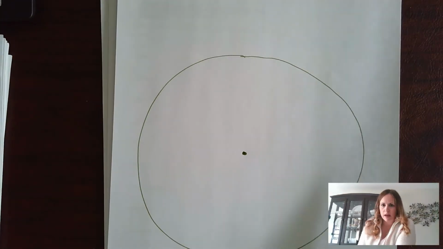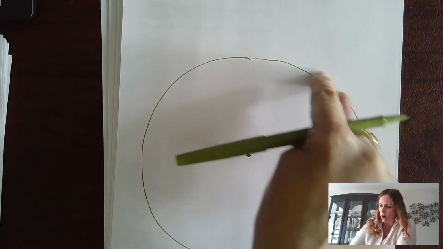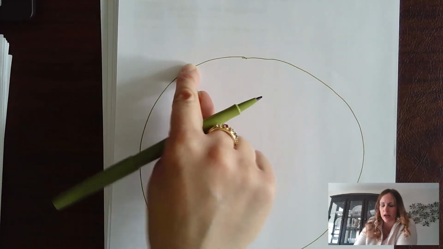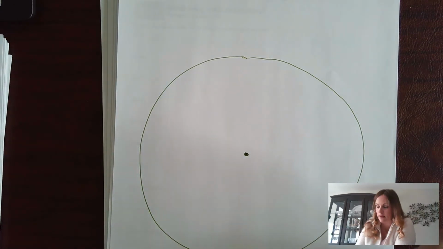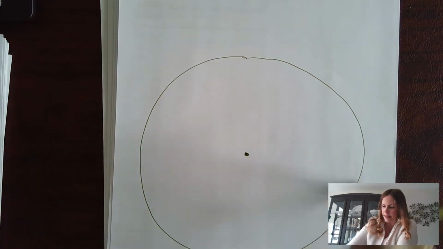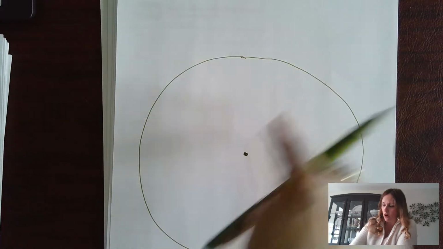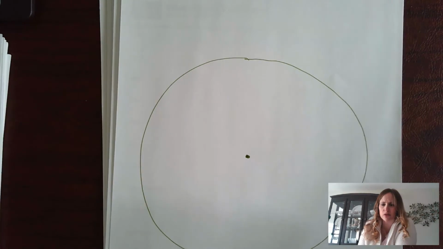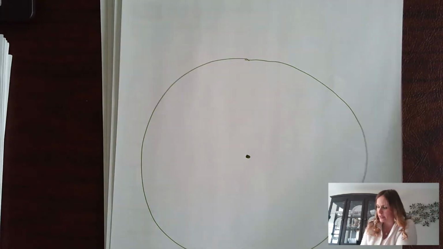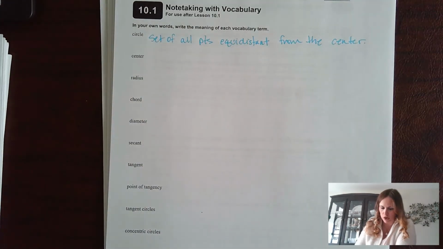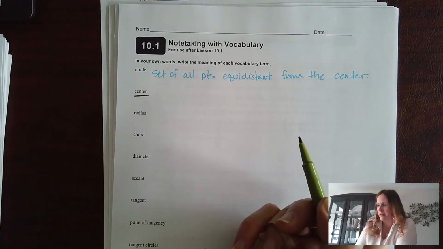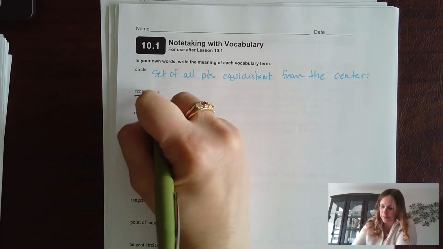And so what we're trying to get at is all of the points that make up this circle. We're going to actually talk about how to graph a circle here at the end of this unit. But all of the points that make up this circle are all the same distance away from the center. That's what makes a circle and not an ellipse or something else. That's the defining characteristic. So the center is that point in the middle that's equal distance from every other point on the circle.